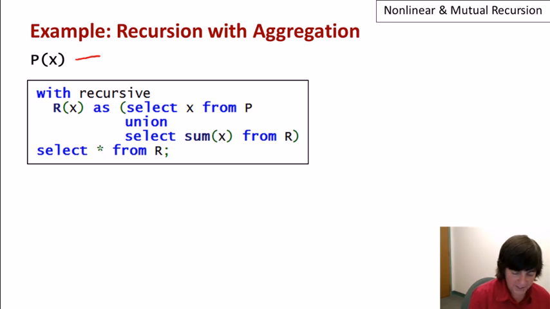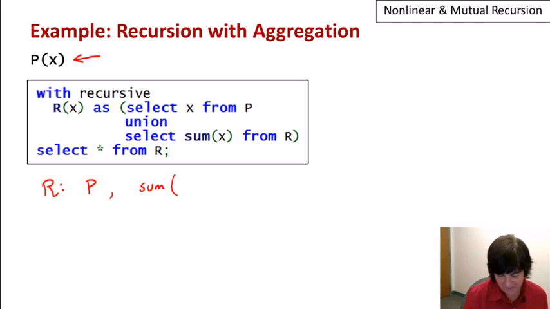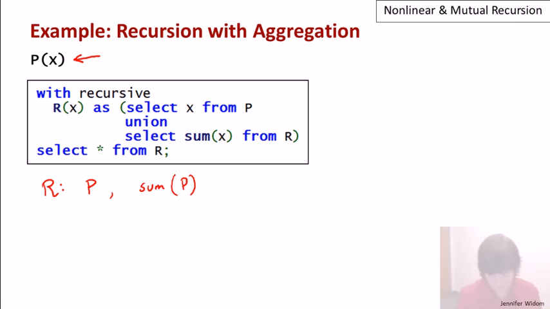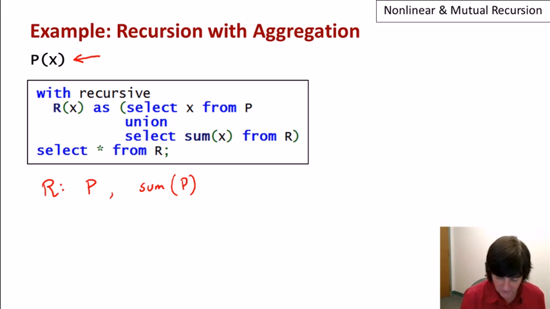So we have a relation P that just contains one attribute. We can assume that it's integers. And we're going to try in our with recursive statement to compute a recursively defined relation called R that contains the tuples in P together with the sum of the values in the attribute of P. I'll just write that as sum of P. So here's how we write it in SQL.